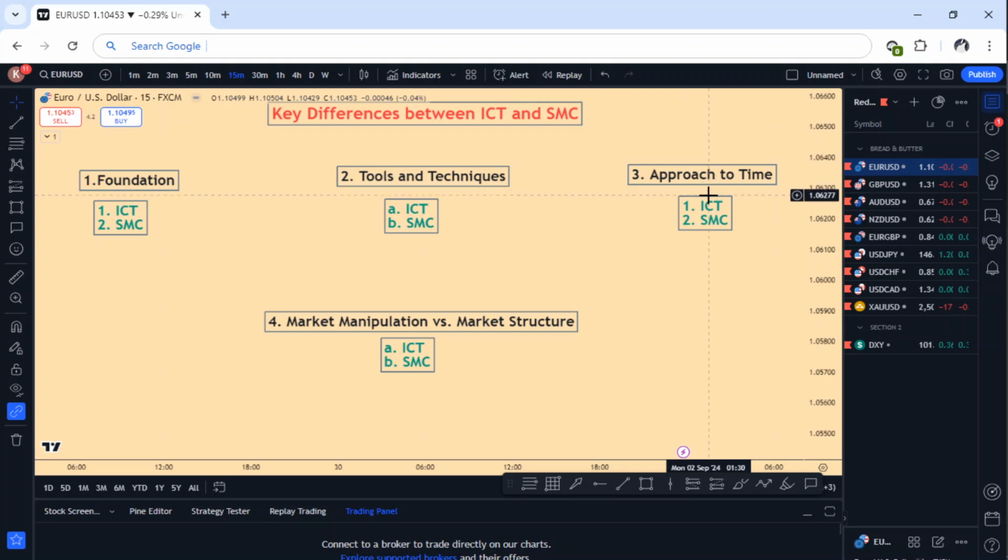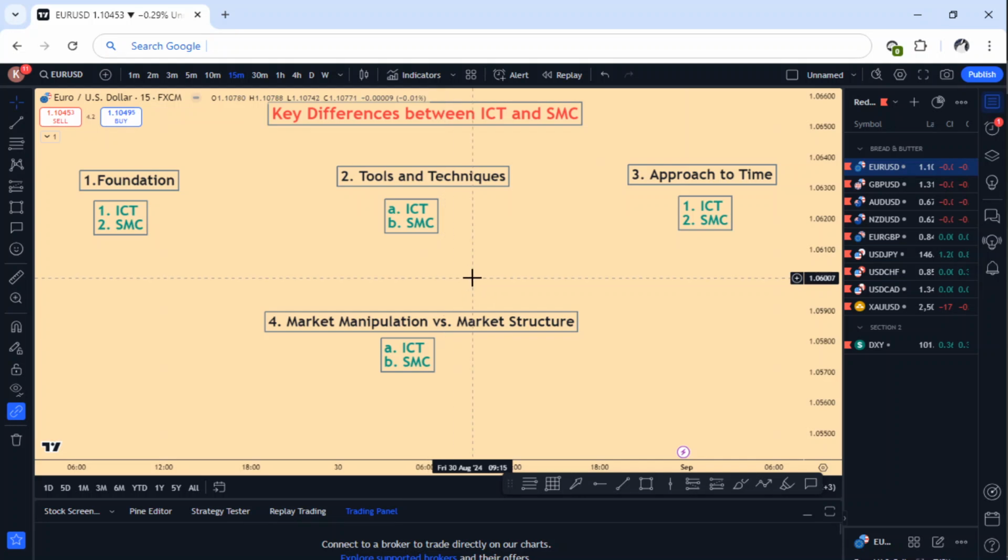Now what about the approaches to time? For the ICT people, ICT often emphasizes the importance of trading during specific time zones of the day, so that you can align with the institutional traders, like the first few hours of the session, maybe between 15 minutes to 2 hours of the session. However, for SMC traders, they don't emphasize a lot on time specifics, but you can also incorporate that by focusing more on the market conditions.